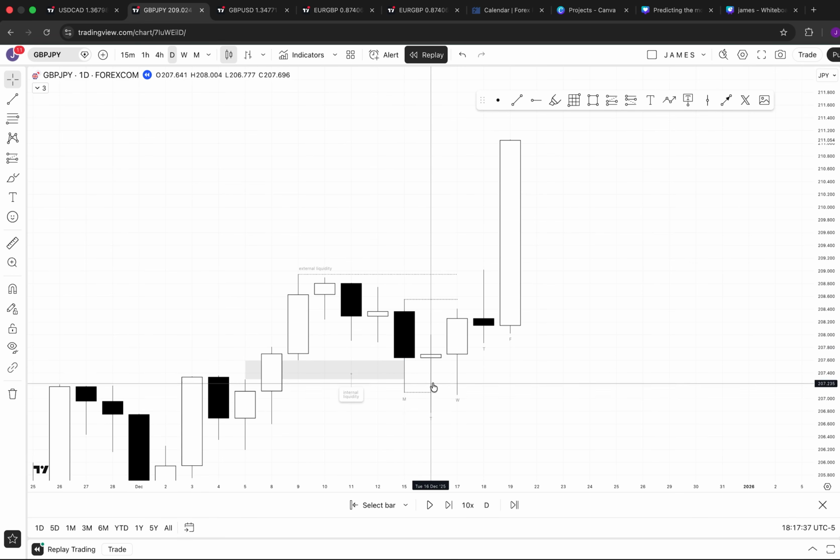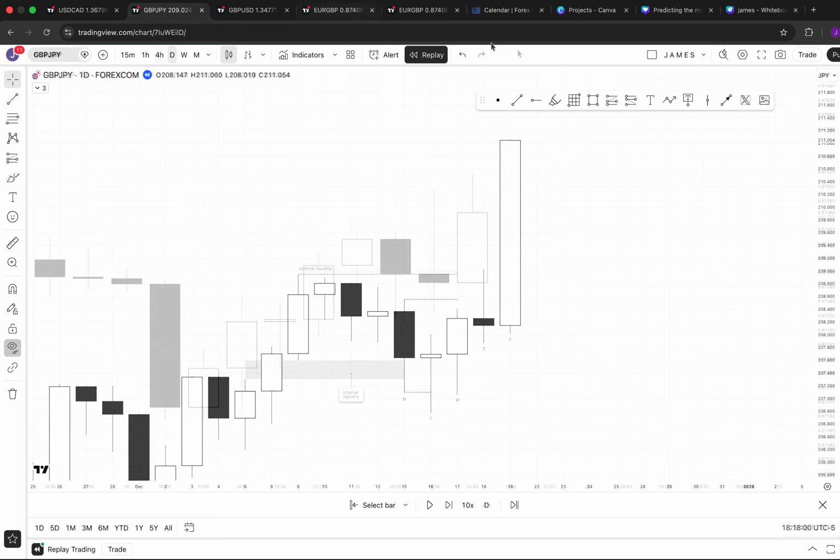Tuesday, manipulation, closes back inside. Wednesday, opens here, creates the low for the day, then the high, then closes. And we start to distribute. So Wednesday and Thursday distribute up, take liquidity, and then Friday just gives us huge momentum into higher prices.